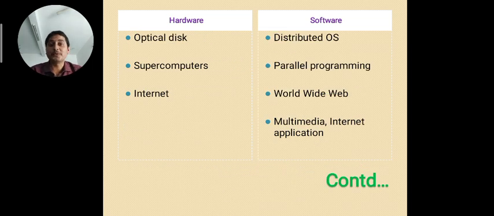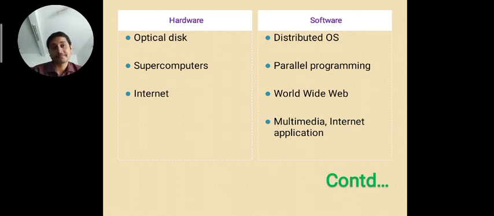Let's see some more hardware. Optical disc, you know it as CD, compact disc, DVD, digital video disc, Blu-ray disc. That time Blu-ray disc was not possible, but CD, DVD and Blu-ray disc all are forms of optical disc. Supercomputers, internet, all these advanced technologies came in the 4th generation. They appeared in the 4th generation. Till now we are using advanced forms of them.